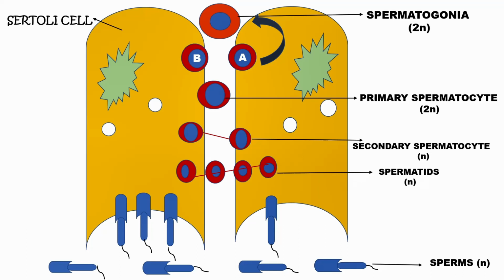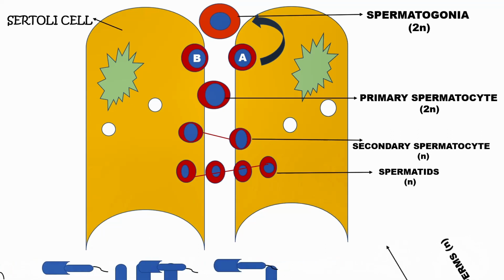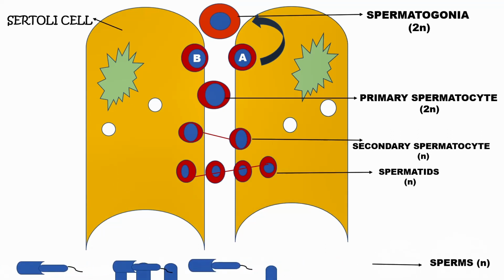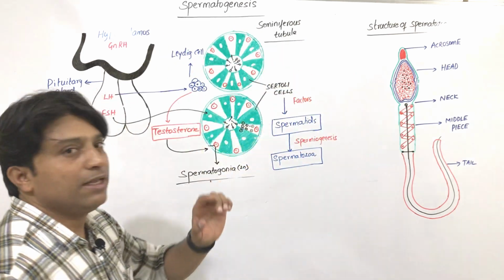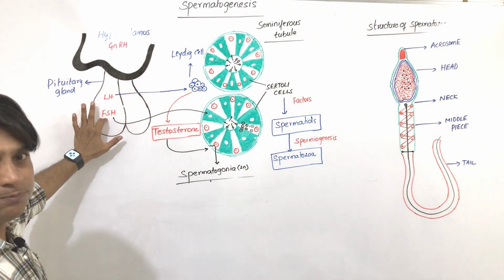Now it detaches from the Sertoli cell by a process known as spermiation and enters into the lumen of the seminiferous tubule, and from there it makes its way to the epididymis where the functional maturation of the sperm occurs. Fine. Next, look here. What is the role of FSH?